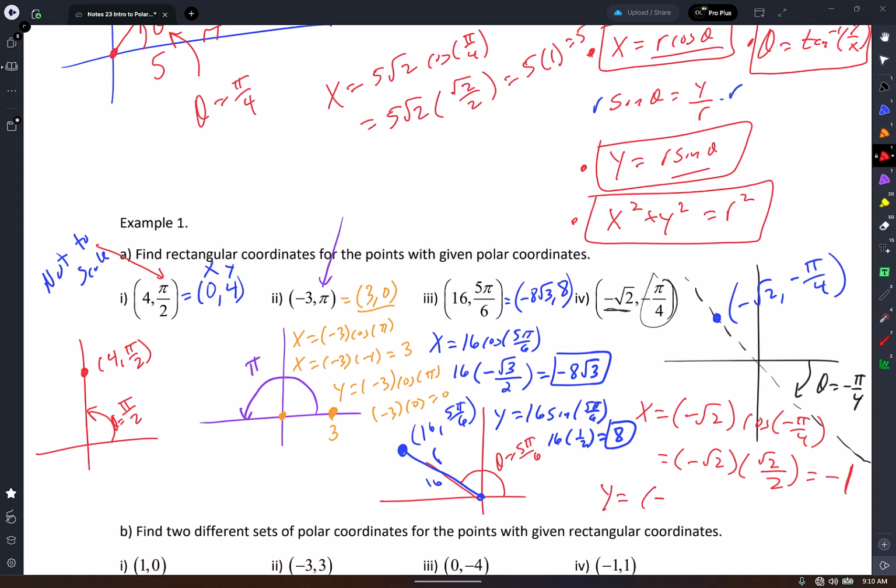So y equals negative square root of 2 times sine of negative pi over 4. Sine of negative pi over 4 is a negative square root of 2 over 2. So negative square root of 2 times negative square root of 2 over 2. Negative times a negative is a positive. Square root of 2 times square root of 2 is 2. 2 divided by 2 is 1. So this coordinate is negative 1 comma 1. This point here.